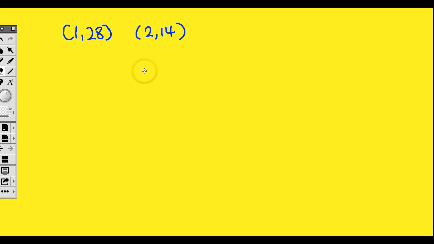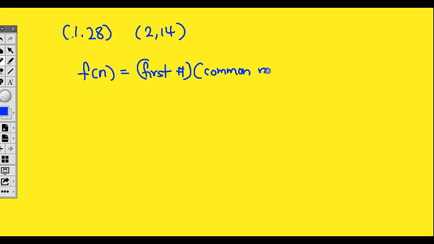But we have to try and come up with an equation. I don't know if you remember, but just earlier I told you that the equation looks like this, okay? That's the first number times the common ratio, the number that we have to multiply every single time, and then it's raised to the n power. And the n is a little exponent, right? So what we're going to do first is try to find what the common ratio is.